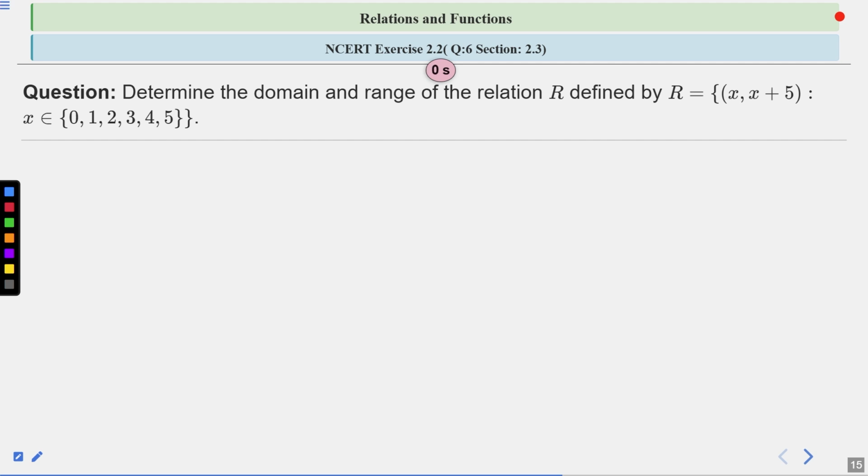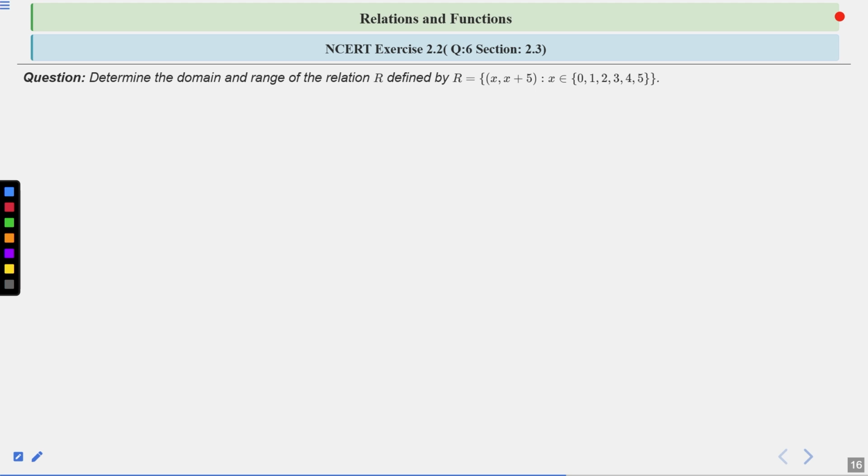The time is up. Quite simple question. Relation R is already described to you. You just have to find its domain and range sets. So domain set and range set will be these. How are we getting these as our domain and range? Let us see. So, solution.